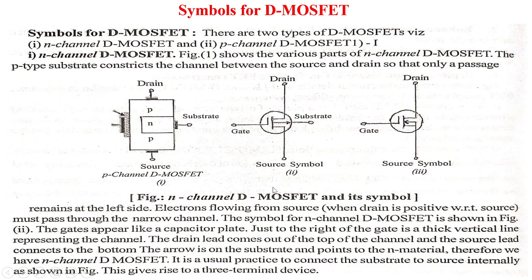The arrow is on the substrate. See, this arrow is on the substrate terminal and points to the N material. Therefore, we have an N-channel D MOSFET. It is a usual practice to connect the substrate to the source internally, as shown in the figure. This gives rise to a three-terminal device.